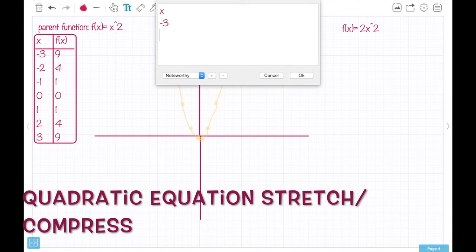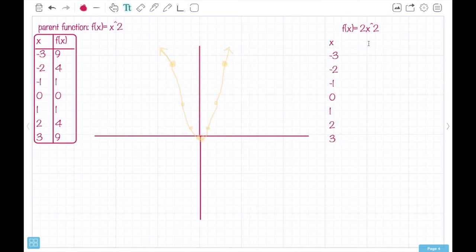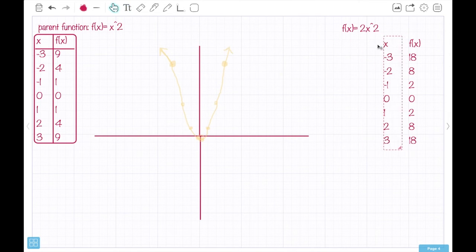Now we will try another example of stretching. We already know that the new function stretches by a factor of 2 because of the 2 in front of the x. So all you have to do is multiply the f of x values by 2 and graph. Notice how the graph stretches and gets skinnier.